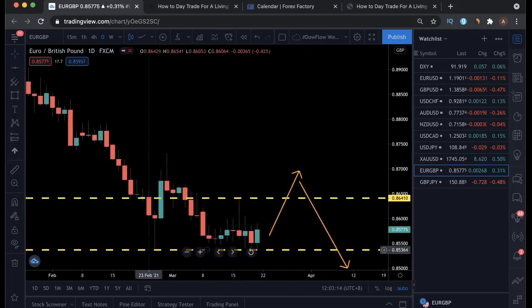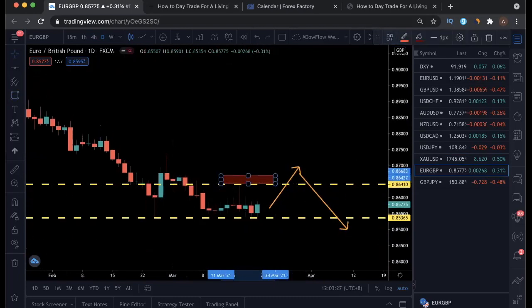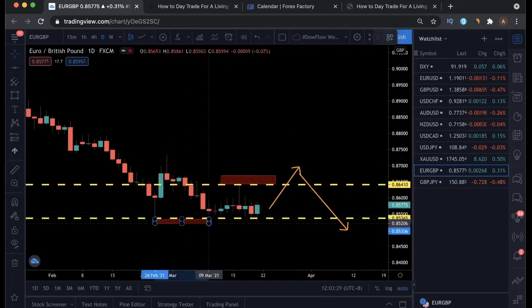But one thing I want to point out is that this level here is very, very strong. It's been holding. And this spike high here is also very strong. So what happens is that there are a lot of stop losses over here, and there are a lot of stop losses over here.